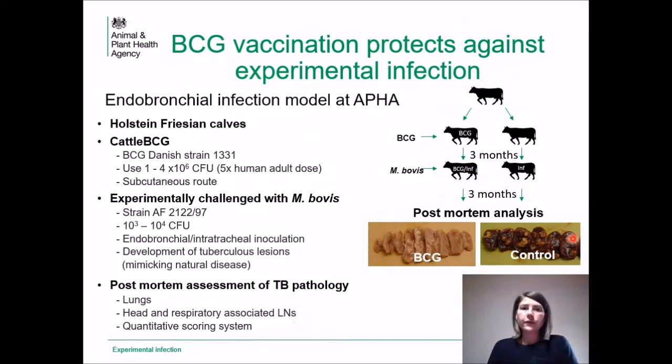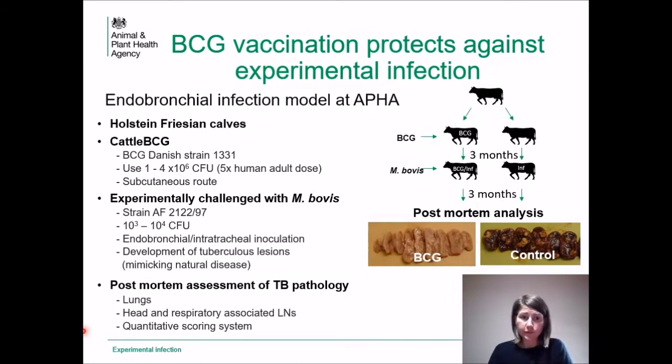So they use Holstein Friesian calves, vaccinate them with BCG, keep one set as control animals, then they wait 3 months and then infect the vaccinated animals and the control animals with Mycobacterium bovis. Then they keep the animals for 3 months, during which time tuberculous lesions can develop in infected animals. And these lesions really mimic a natural disease. And then after 3 months, the animals are killed and post-mortem analysis takes place.